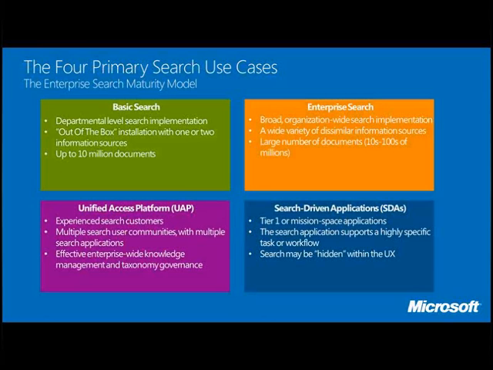Now, when you start incorporating multiple indices or multiple applications on top of a single search index, you've got to be able to manage your data model. Your information architecture becomes key. So we're going to talk about information architecture, and we're going to talk about developing applications. Whichever of these environments you fall into, the development activities we're talking about primarily fall in the bottom 2, UAP and SDAs.